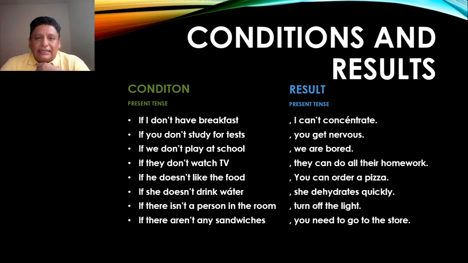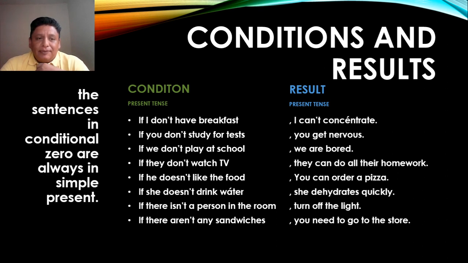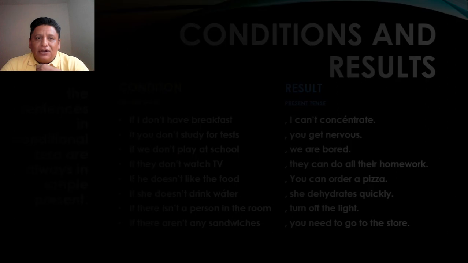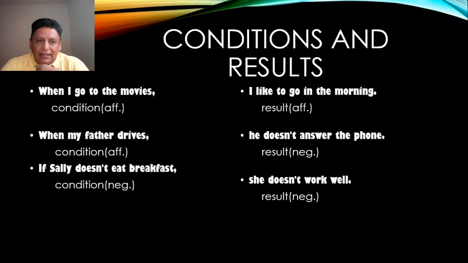Okay, so we are practicing conditions and results. Remember, the sentences in conditional zero are always in simple present. Now let's look at another combination. Okay, when we are practicing the conditions and results, we can say when or if in the condition sentence. And in the next part, it doesn't affect it. When I go to the movies, we can also say if I go to the movies. So let's practice a combination with when or if.